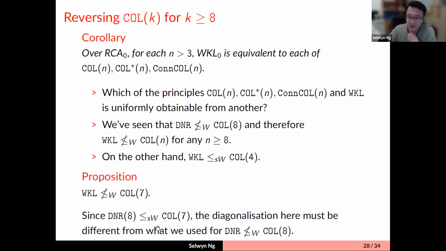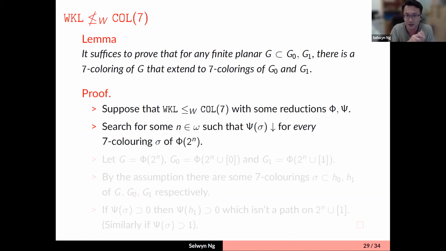the diagonalization here cannot actually be the same as what we did for the 8-color theorem. Remember, for the 8-color theorem, the diagonalization was pretty simple because 8 was 4 plus 4, so we can use the first set of 4 colors and then a remaining set of 4 disjoint colors to fill out the rest of the graph. Now that won't work here because DNR 8 actually is reducible to the 7-color theorem. So the diagonalization has to be a little bit more intricate.